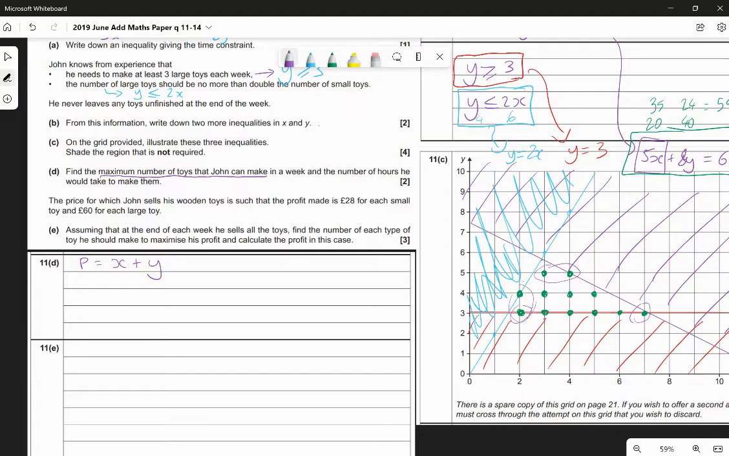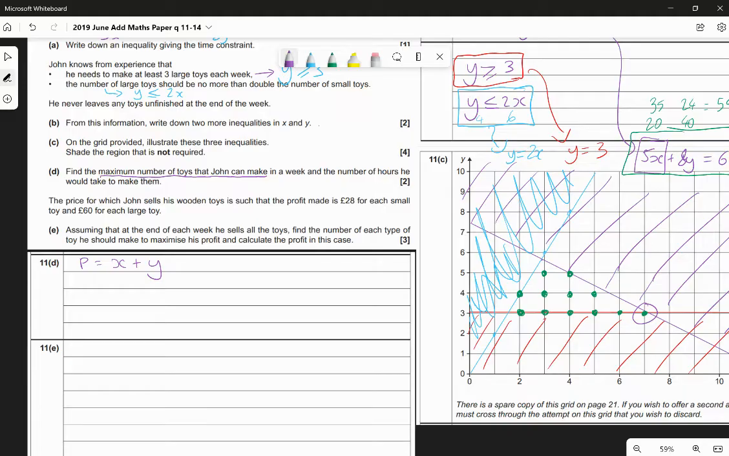Now, we want the greatest number for the x coordinate plus the y coordinate. So we're probably going to be looking at this coordinate there or this coordinate there. Just looking at them, it's quite clear that 7, 3 is probably going to be better than 4, 5. 7 plus 3 is 10. 4 plus 5 is 9. So 7, 3, that coordinate there, will get us the greatest number of toys made.